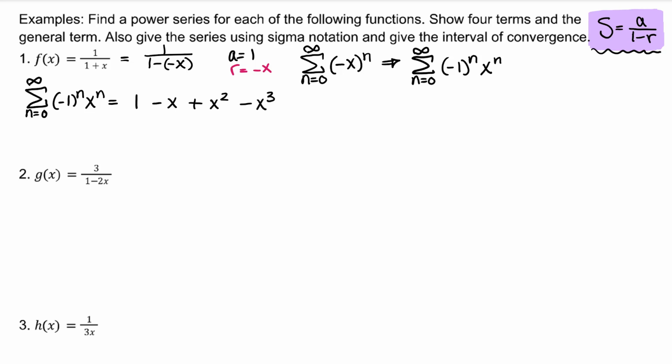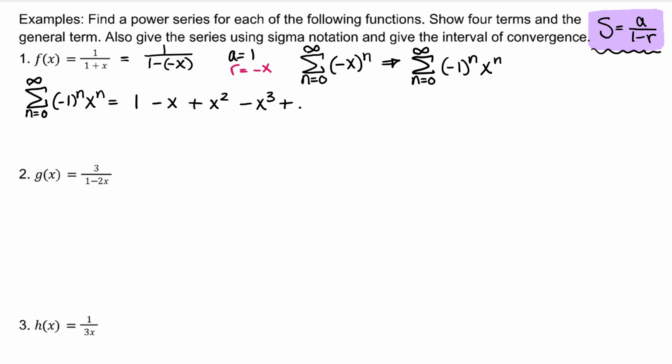This is a series. They asked for the first 4 terms and the general term. Since we already wrote it in summation notation, we know our general term. But it's important that our series notation is always on point. What do I mean by that?